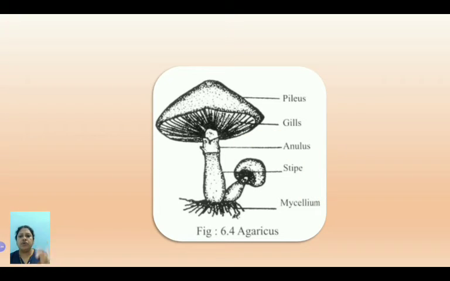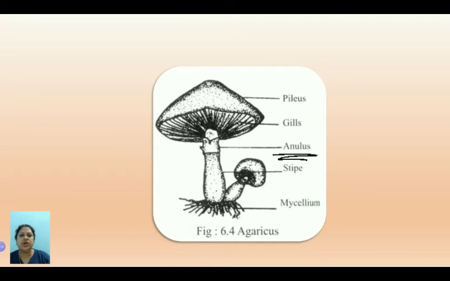When this fruiting body is in bud stage, it is protected with the help of a layer, and that layer is called the annulus or the velum. So both terms can be used, annulus or velum. This annulus or velum breaks open as the fruiting body grows and opens. You can then see a ring-like layer near the cap region, and that is called the annulus. So for identification of Agaricus, it is very simple.